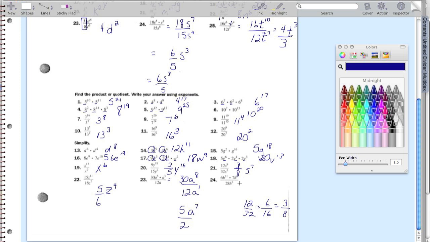And the very last one, h to the 11th and h to the 6th, so it's going to give me h to the 17th. Multiply, I get 42 over 28 h to the 3rd, and then I'm going to subtract 17 minus 3 and get 14, and simplify 42 over 28, 7 goes into both, 6/4, but 6/4 can be reduced, so 3 h to the 14th over 2. All done. Good job, guys.